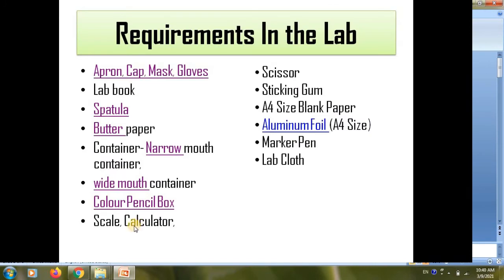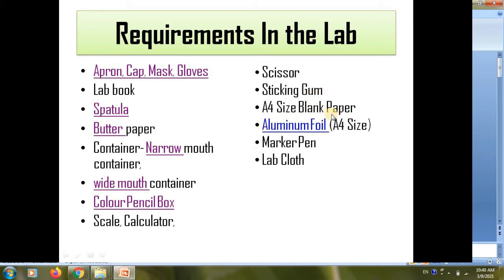Then next is a scale and calculator, that you have to take from your side. Then scissors should be from your side. Not too big, a small scissor is required, only to cut the paper. Then sticking gum, which is available for almost 5 to 10 rupees. We have to stick the label on the container, so for that purpose we have to use that gum.